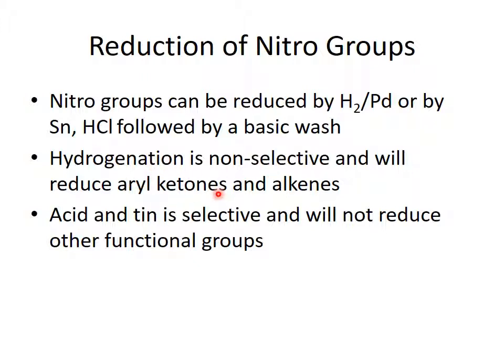Hydrogenation, though, is non-selective, and you're going to reduce aryl ketones down to the methylene group, and if there are any double bonds anywhere, you're going to reduce that alkene to an alkane. Acid and tin is selective and will not reduce an aryl ketone or an alkene. So when you just want to reduce the nitro group and not other functional groups like the carbonyl next to a benzene ring or the alkene, you use acid and tin, or iron works also.